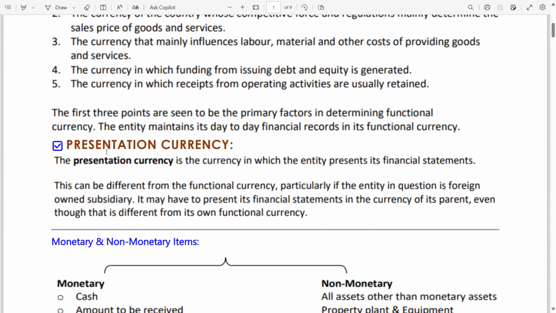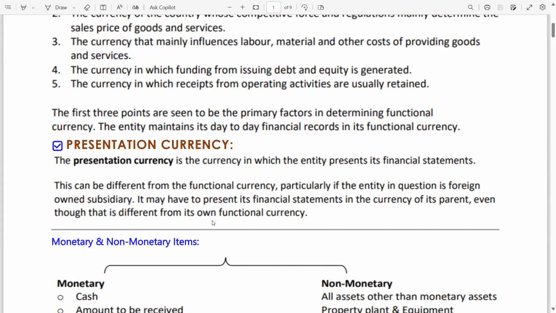Now, what is presentation currency? Presentation currency is the currency in which the entity presents its financial statements. I have given you the example of a parent company and a subsidiary company. This can be different from the functional currency, particularly if the entity in question is a foreign-owned subsidiary. It may have to present its financial statements in the currency of its parent. Remember the Farland and Dealand example. Even though that is different from its own functional currency, we will solve the questions, and then you will get more clarification.